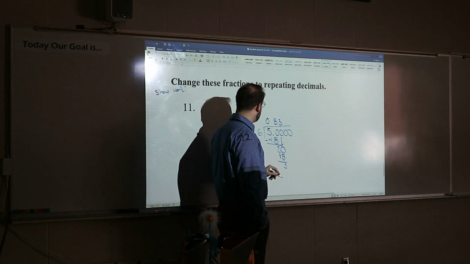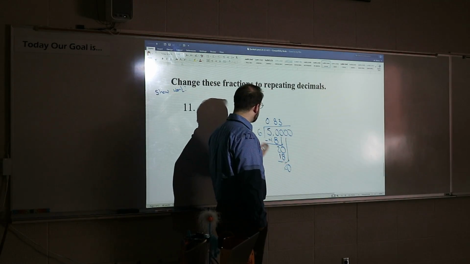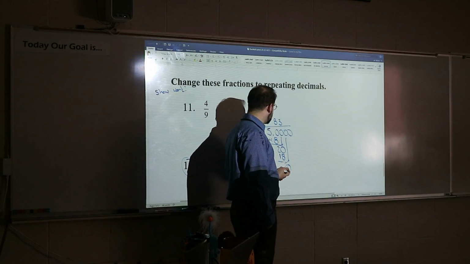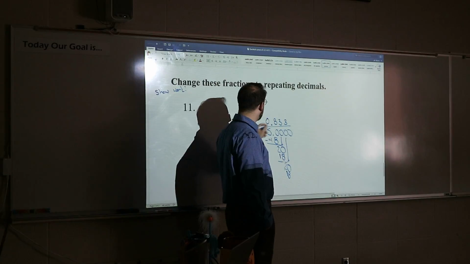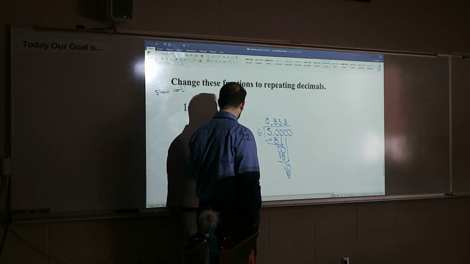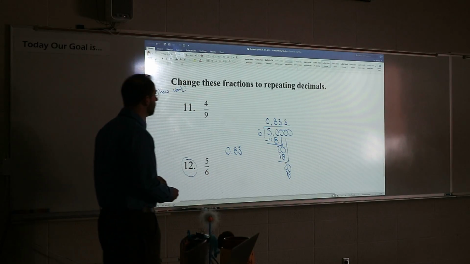Yeah, 3 goes on top. That's a 2 if I subtract, and you bring down the next number, which is 0. 6 goes into 20, 18 times again? That's 3. And now we're repeating again. So it's 0.8 and the 3 is repeating. Just the 3, so the 3 has the bar over it.